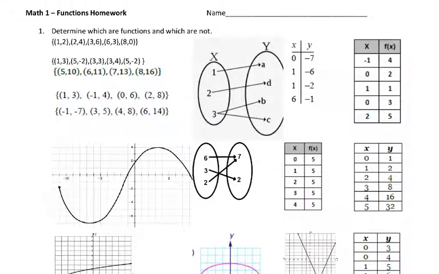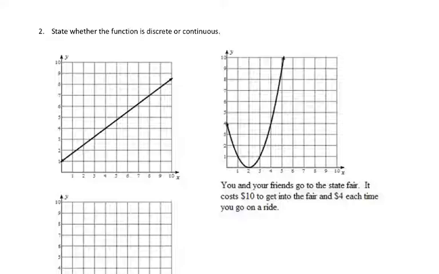Alright, here's our functions homework. So all we're doing is taking a look at these and determining if they are a function or not. Okay? So what I'm going to do is we'll go with a green check mark if they are, red X if they're not. So remember, there's three rules to a function, right? The first is, are there two groups?